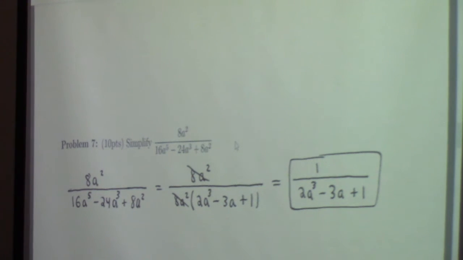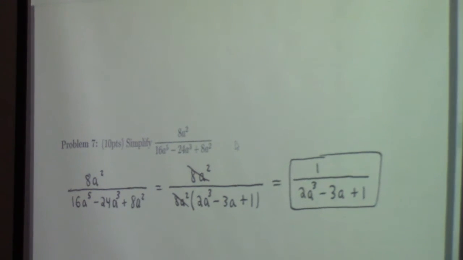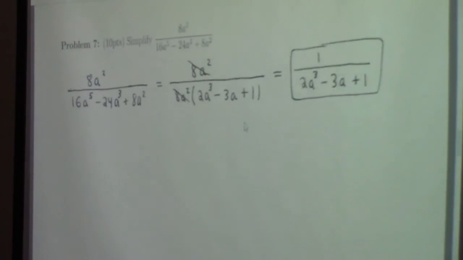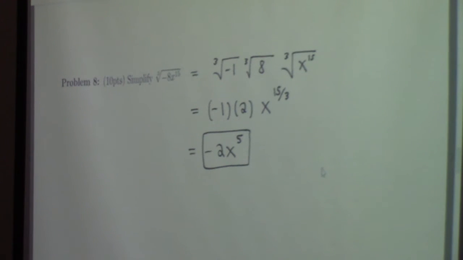So, anyway, this one here, cube root of minus 8 times x to the 15th gives me a cube root of 8, which is 2, a minus 1, and x to the 15 over 3, which is 5. So minus 2x to the 5th. A lot of people got this one right. That's good.